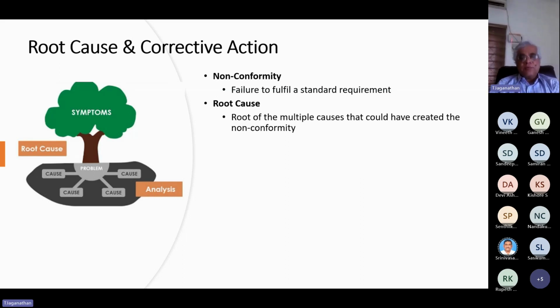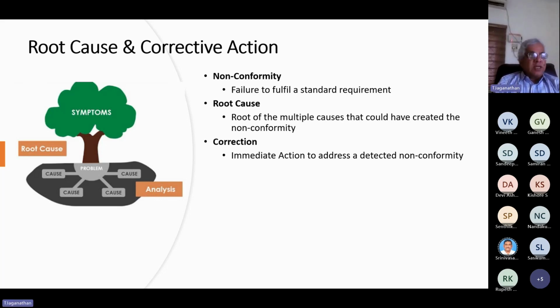Okay, root cause is the root of the multiple causes that could have created the non-conformity. The non-conformity could have been created because of different causes, but whatever the starting point is, that is the root cause. The starting point which has created that non-conformity is the root cause. Unless you clear the starting point, if you only address the causes, it will keep recurring because the root is still there. If the problem with the root is there, the tree will never grow.